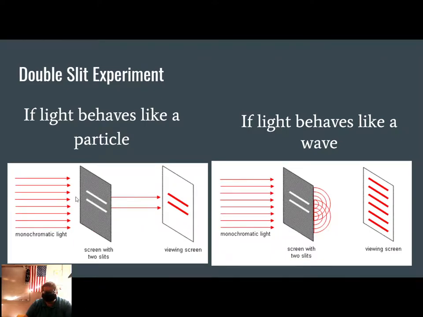Just like this. If light was like a particle, then okay, this light gets blocked, or it's gone. This light gets blocked, no, it's gone. The only light that can get through would be the ones that go right through that hole. And so I would expect to see this right here.